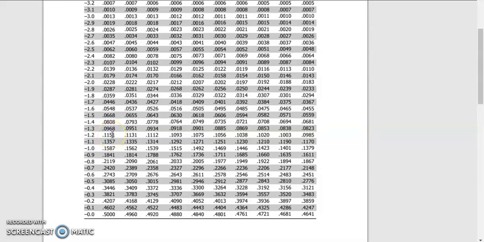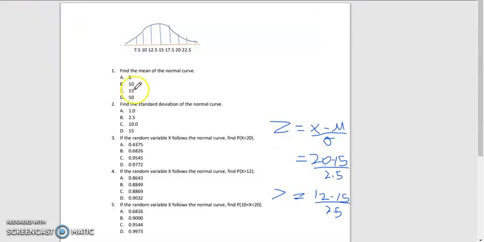So to get it, you say 1 minus 0.1151. When you do that, you get 0.8849. That is area greater than. So the answer for this is B. Okay, so take your calculator and also try it.